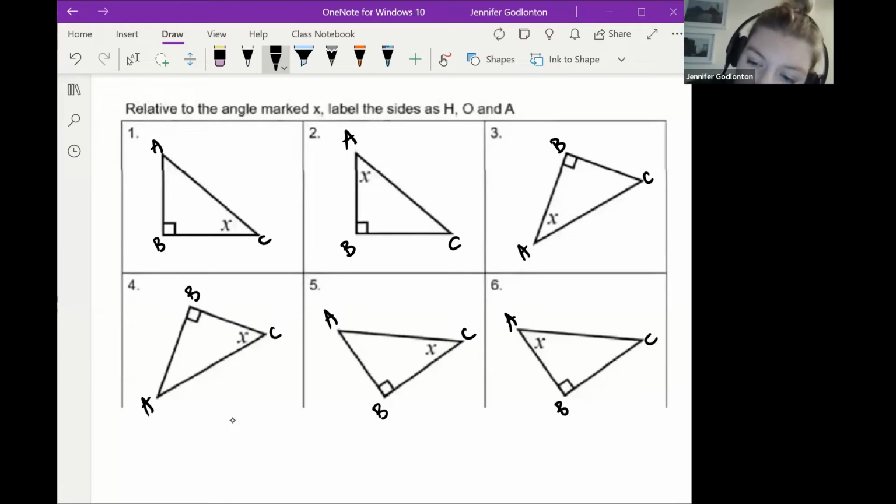Basically, what I'd like you to do, if it's possible, if you've got a piece of paper nearby, is just quickly jot down these little triangles. And I want you to fill in the O's, the A's, and the H's. So for example, for question 1, I can see this is my H. This is the angle I care about, which means this is my O and this is my A. So I would like you to fill in the O's, A's, and H's of the rest of these triangles.